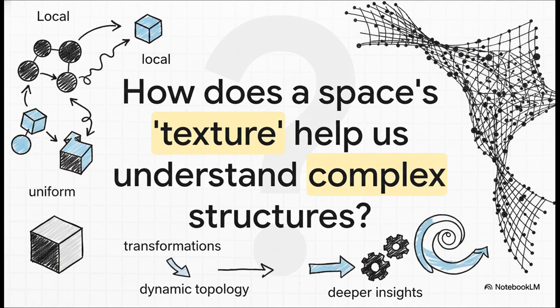So we've basically just built a really precise language for talking about the different levels of connectedness, from a simple local property to a really strong uniform one. And we've seen that these aren't just abstract definitions. They describe the fundamental texture of a space, a texture that can actually be preserved under certain transformations. Next time, we're going to see how these powerful tools unlock even deeper insights into the fascinating world of dynamic topology.